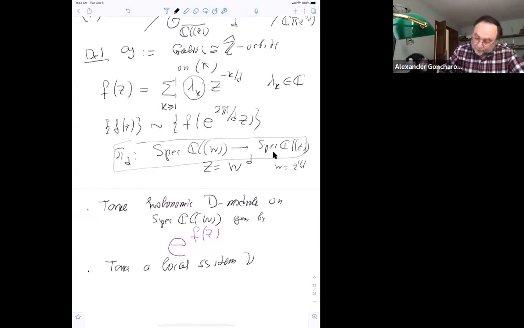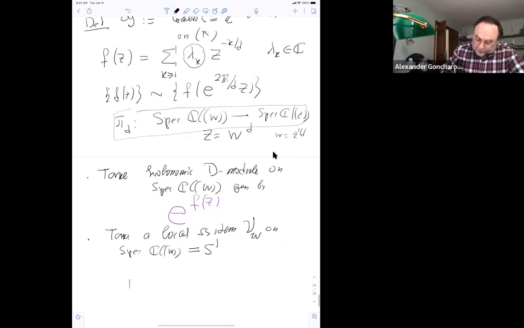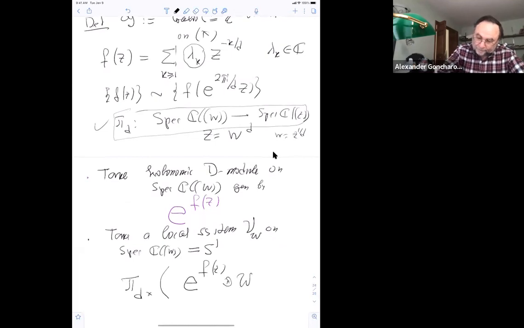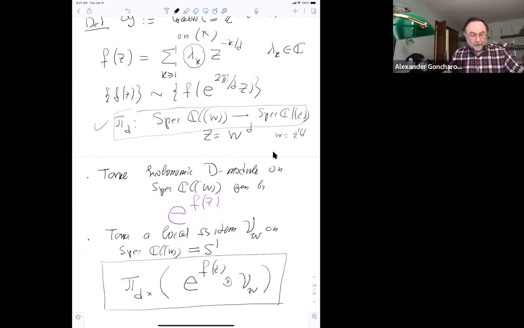Let's call this V on this W plane on Spec C of W. And this is topologically just a circle. And then we consider the push forward with respect to this map of the tensor product of E to F of Z, tensor product with this local system. And so the claim is that any irreducible object is obtained this way. This means that this is a classification.